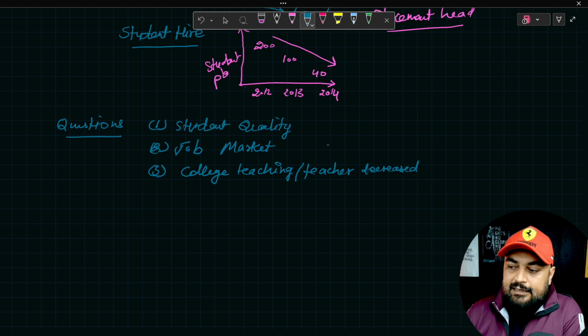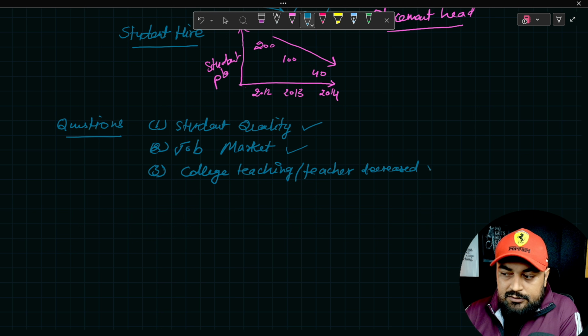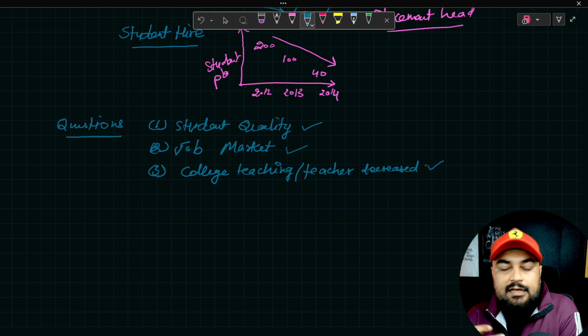Anything can be the reason, right? The students' quality is not good, or the job market is gradually changing so that the company is not hiring from any college, or the teacher's quality is eventually not good. That's why our students are not able to crack the company's exam and get hired. Anything can be possible.